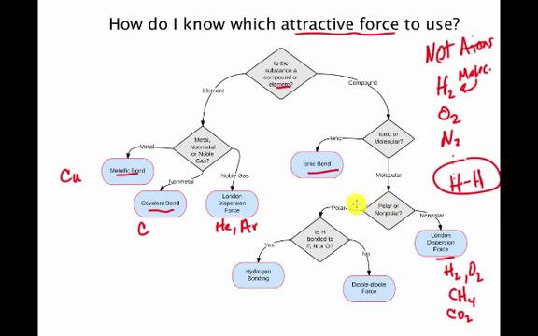If it's a molecule and it's polar, then you have to watch for hydrogen. Is hydrogen bonded to fluorine, oxygen, or nitrogen? If it is, then you would say hydrogen bonding. Examples would be water, NH3, and HF. If it's just dipole, that would be something like SO2 or HCl. Those are examples of dipole attraction forces. So it's a nice little flow chart to help you figure out what attraction force to use.